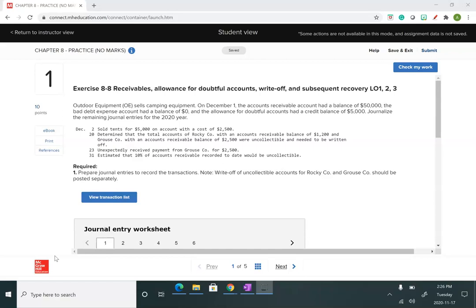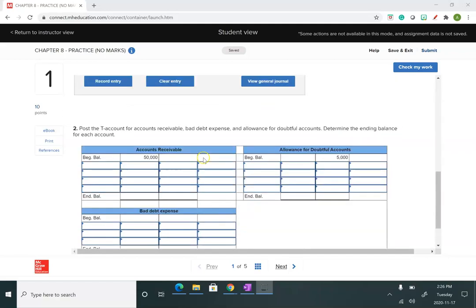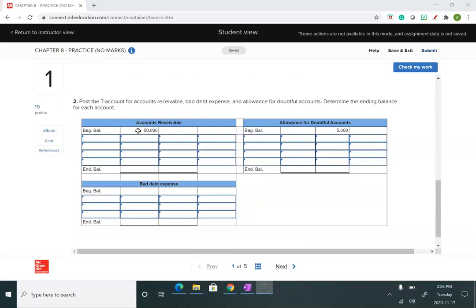So let's just give this a quick read. Outdoor Equipment sells camping equipment. On December 1st, the accounts receivable account had a balance of $50,000. So it's really good to keep T accounts for these types of questions, even if it doesn't ask you to do it. But we're going to go ahead and put that $50,000 balance, which they already did, into accounts receivable.